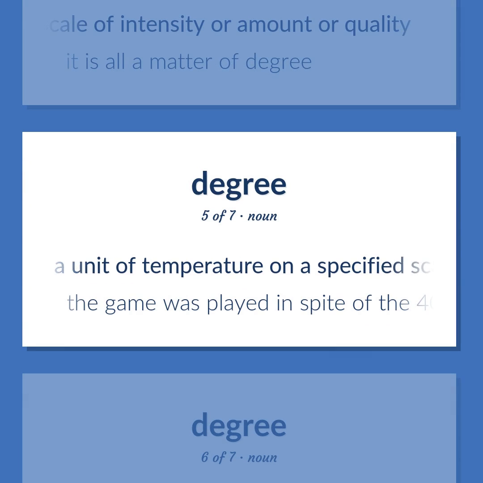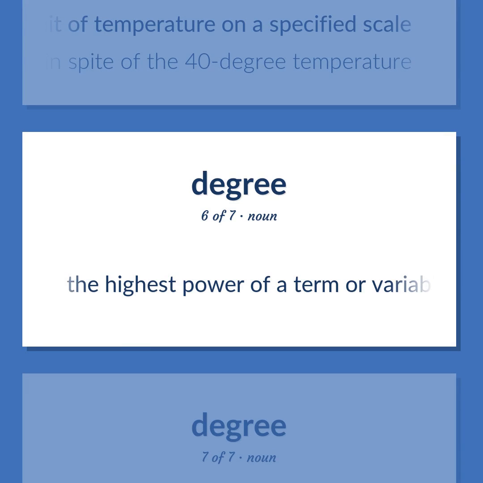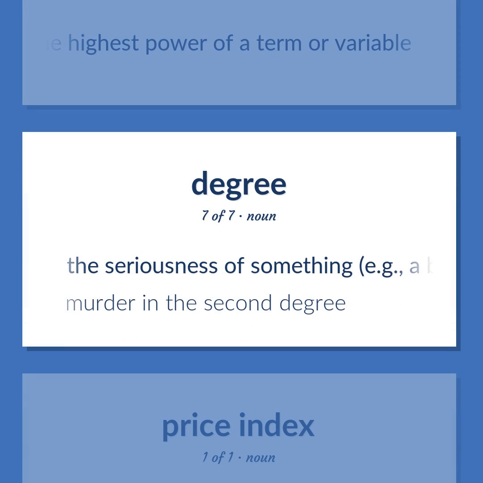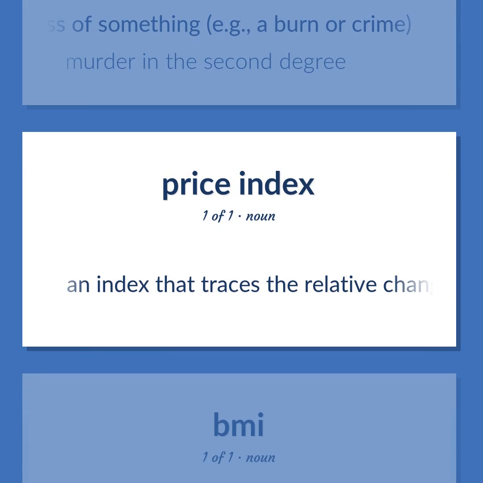A unit of temperature on a specified scale. The game was played in spite of the 40-degree temperature. The highest power of a term or variable. The seriousness of something, e.g., a burn or crime. Murder in the 2nd degree. Index: An index that traces the relative changes in the price of an individual good, or a market basket of goods, over time.